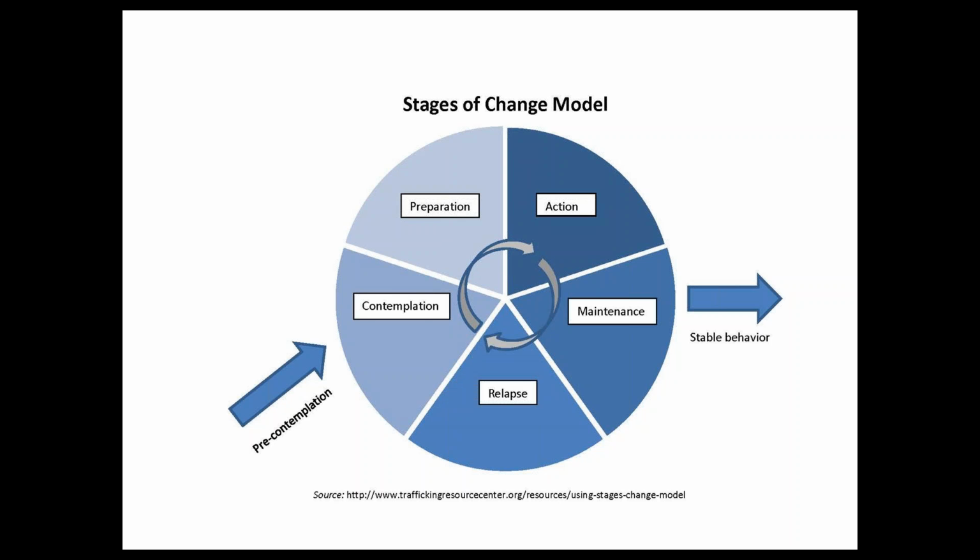With your help, a potential survivor can move from pre-contemplation and achieve all the steps to make it to maintenance or stable behavior. Take note, though, that you may also encounter clients who are beyond pre-contemplation and may be at various stages of this model.